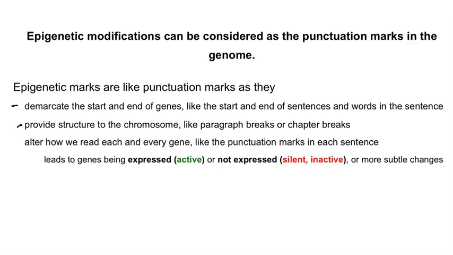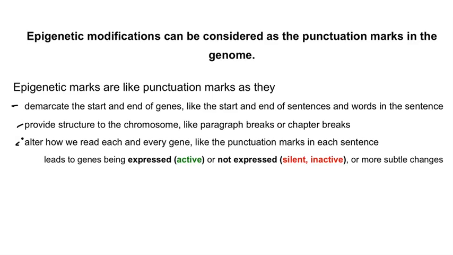They also provide structure to the chromosome. That's a little bit like paragraph marks or like chapter breaks. So they help to show the beginning and the end of the whole chromosome and also the center. And this provides great structure for the chromosome and means that the chromosome will be folded up correctly. And finally, and this is what we'll tend to be focusing on for this course, they actually alter how we read each gene, just like the punctuation marks do at the end of each sentence.